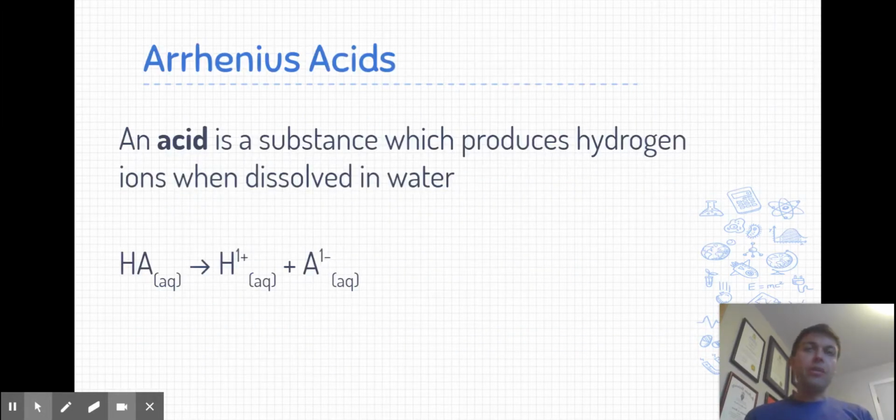The theoretical definition of acids didn't come around until the late 1800s, early 1900s. It came from a Swedish scientist by the name of Svante Arrhenius. Now, he's a very interesting fellow because he was a really poor student, got very, very low marks, C's and D's throughout university, couldn't get a job anywhere.